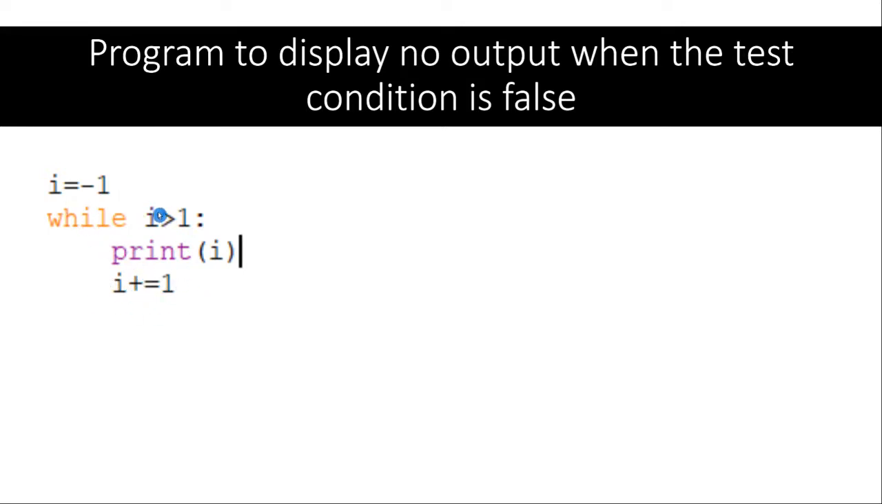In this case, in the first case itself, value of I is not greater than 1. It is not greater than 1, the value of I. So the condition is false. The output will be, nothing will be printed. There will be no output for this because the condition is false in the first case itself, and it will come out from the program directly. So this is how the while loop is working when the condition is false in the first statement itself.